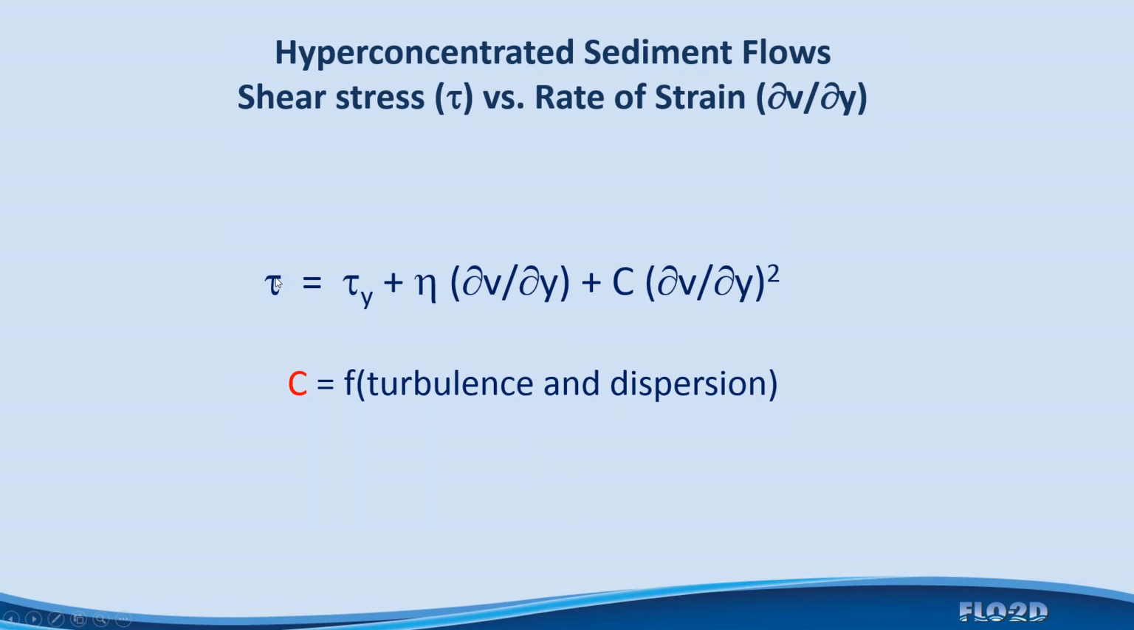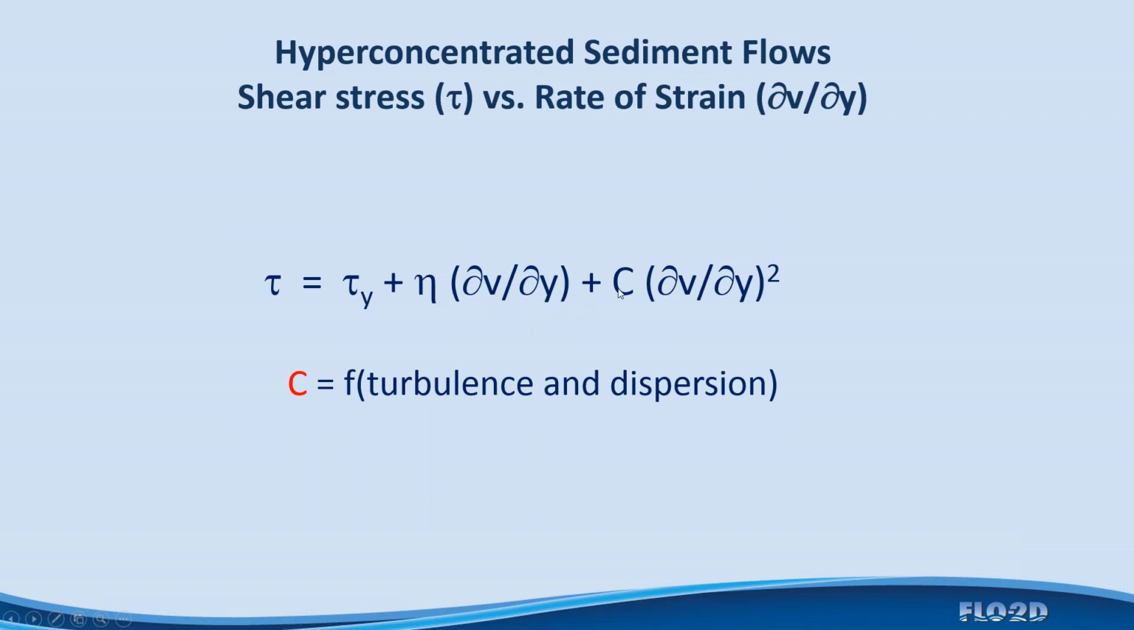And you can see that the shear stress is equal to the yield stress plus a viscous term, where this is a linear velocity distribution, and this is the viscosity. So if you didn't have a yield stress, then this would be Newtonian flow, and the shear stress would be equal to a coefficient times the rate of shear, or the vertical velocity distribution in this case.